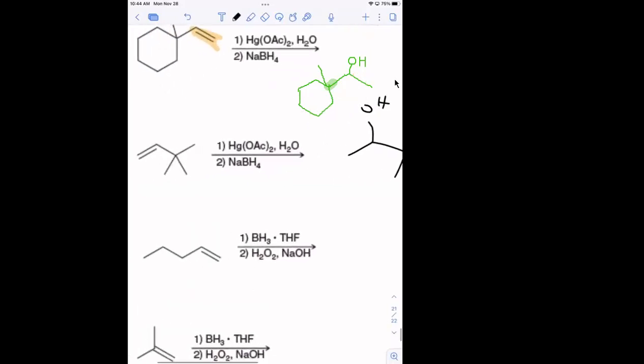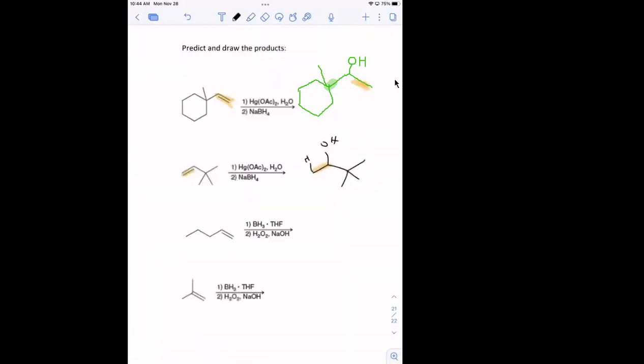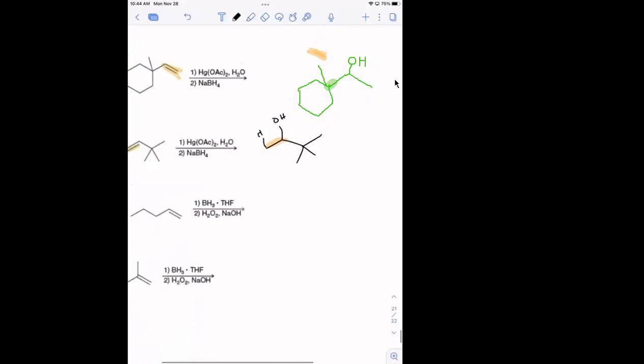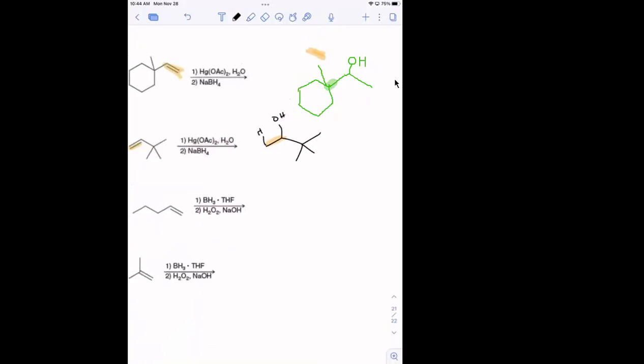Right, so this was my alkene, and these are the same two carbons right here. I add an OH to one side and an H to the other side. Okay. Kind of sloppy. You ready, Cameron? You can actually write on my iPad. All right, who's doing number 4?